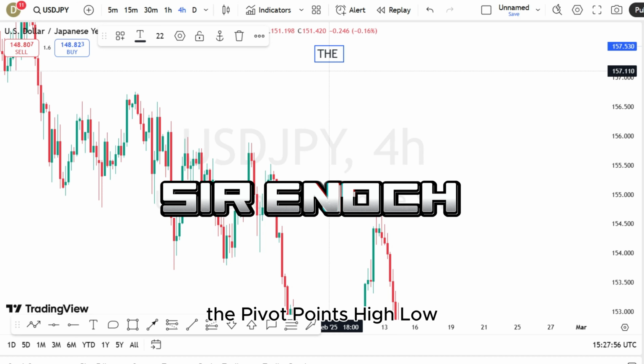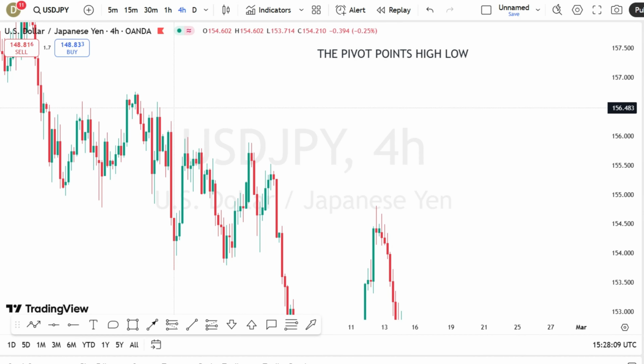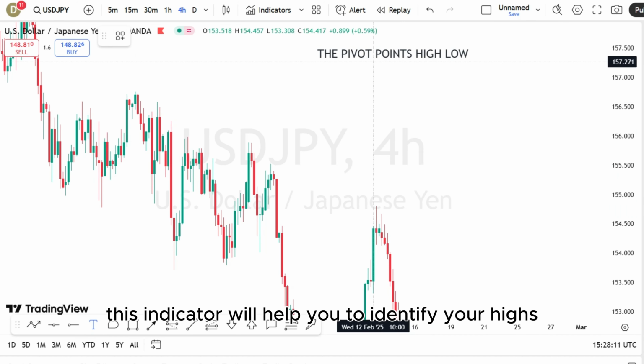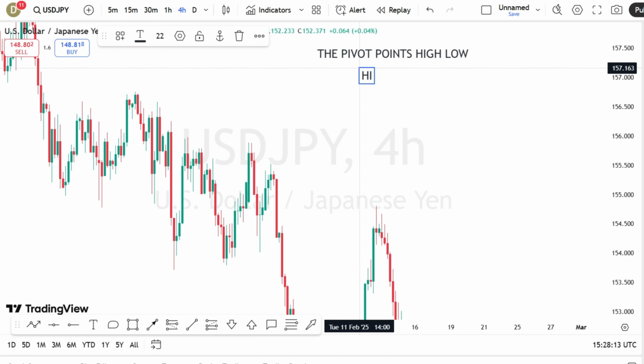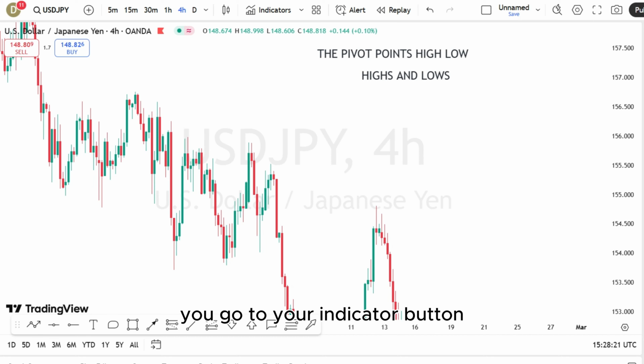The pivot points high-low. This indicator will help you to identify your highs and your lows easily on the market. So you go to your indicator button.